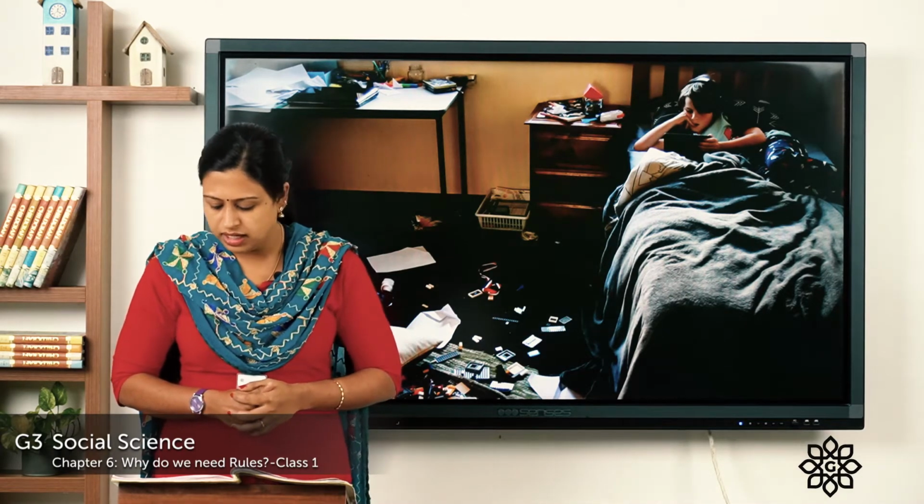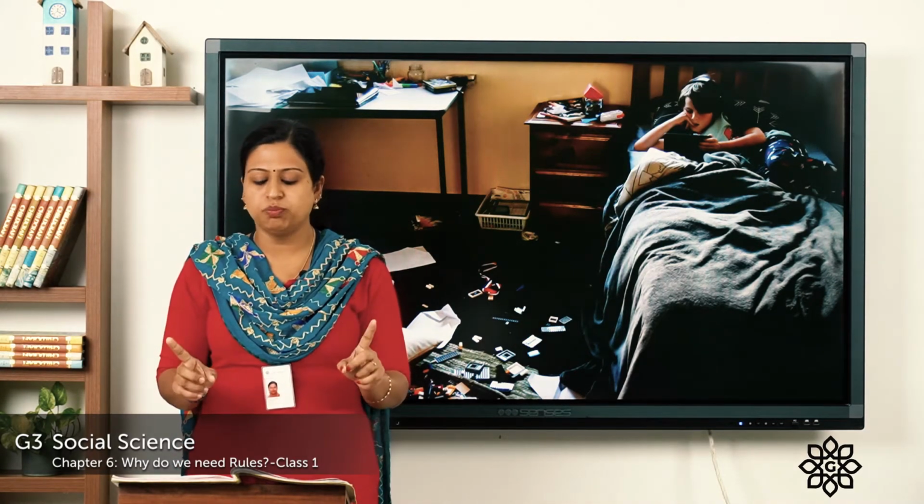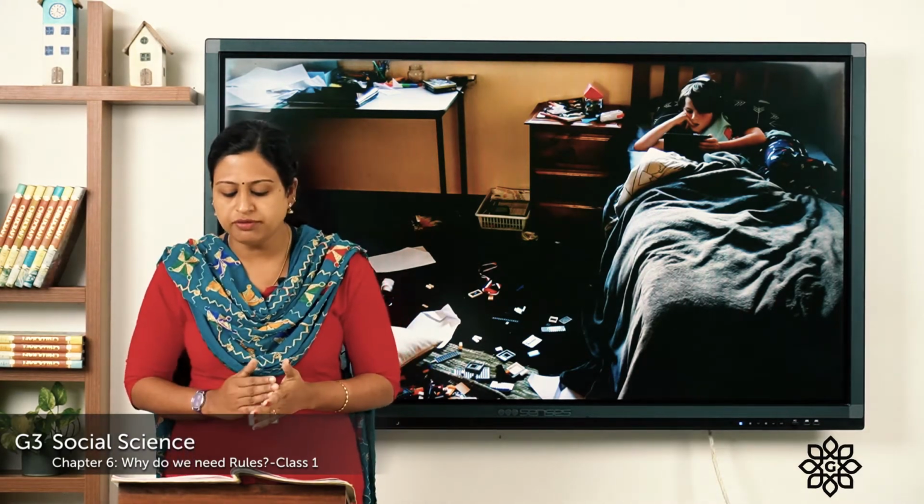Now here on page number 43, there is an activity. The question is, look at the two pictures carefully and notice in what respect they are different. Can you point out in which picture the rules are not being followed? So here you can see two pictures. In one picture you can see the things are scattered here and there, and in another picture all family members are cleaning the room. So you have to point out in which picture the rules are not being followed, and you have to write the answer in your notebook.